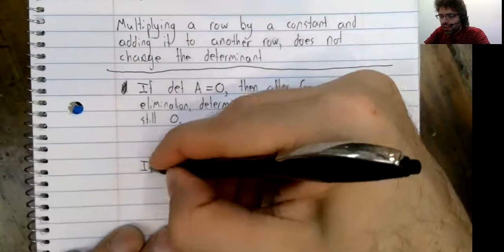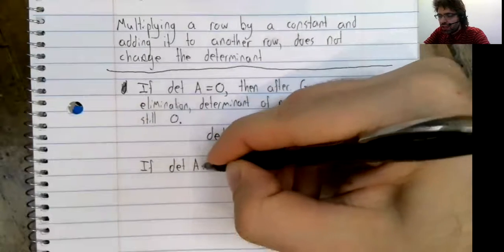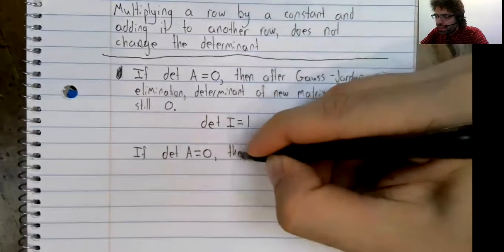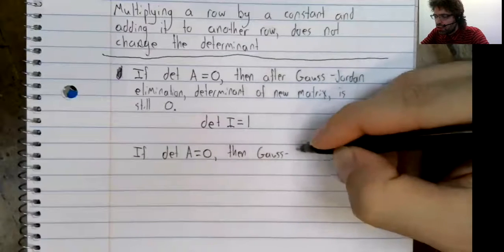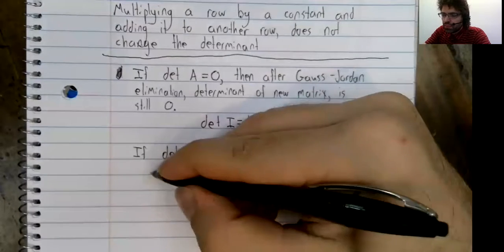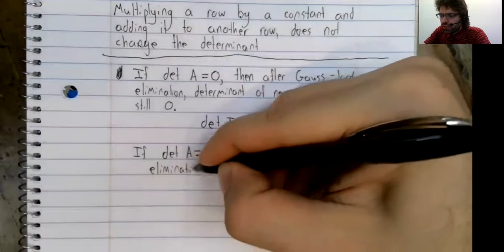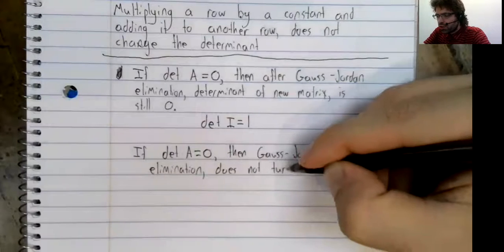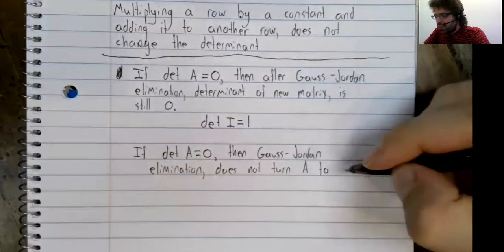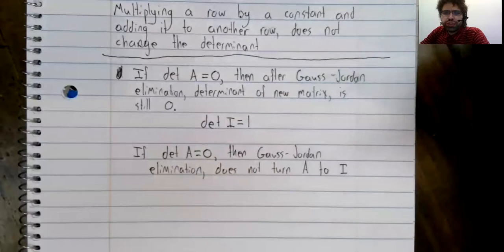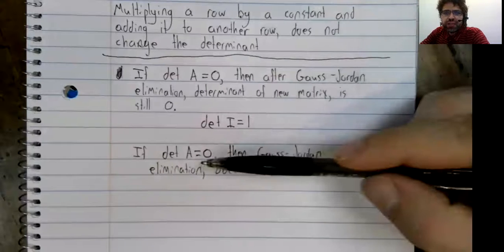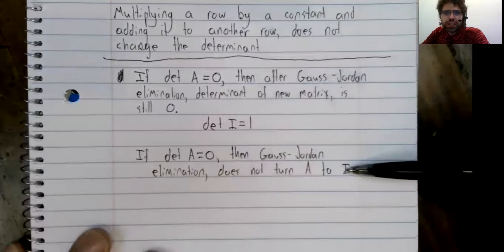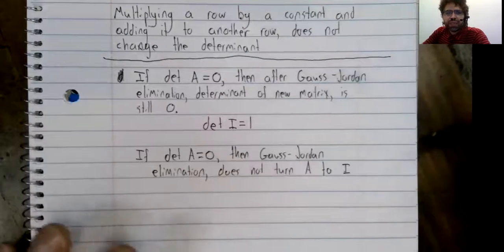Ergo, if the determinant of A equals 0, then Gauss-Jordan elimination does not turn A to the identity matrix. Because if it did, we'd start with a determinant of 0 and wind up with a determinant of 1. And we know that doesn't happen.